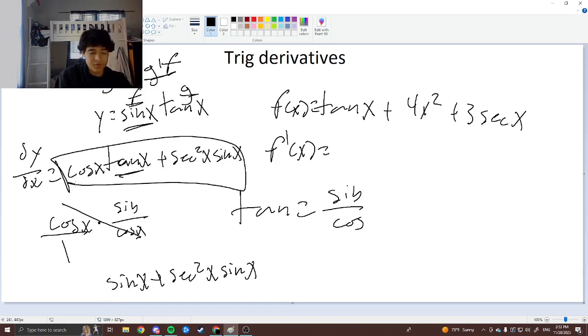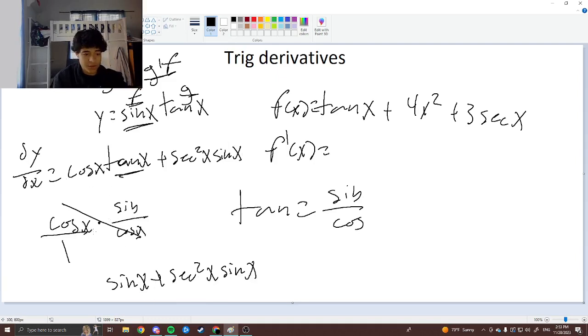This you can normally turn in, but if it's a multiple choice and they have it written as something like this, you should know how to simplify this and convert this. Yeah, so your answer here is either this long thing up here or sine x plus secant squared x sine x. So this would be your derivative for the first one.